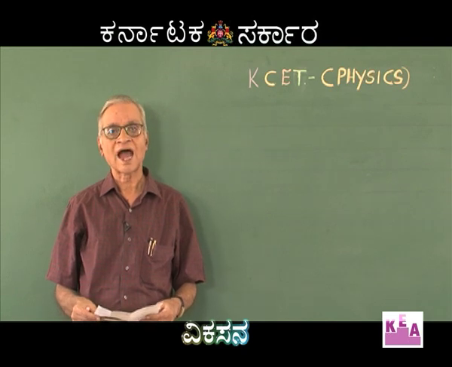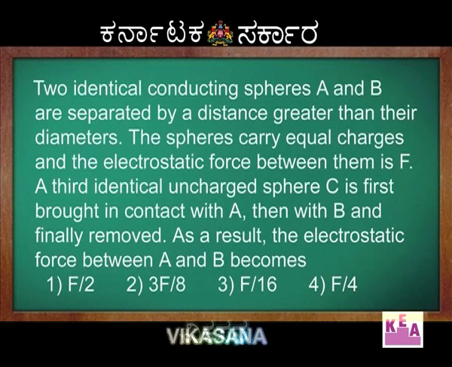Now, I will go to the next question. Two identical conducting spheres A and B are separated by a distance greater than their diameters. The spheres carry equal charges and the electrostatic force between them is F. A third identical uncharged sphere C is first brought in contact with A and then with B and finally removed.